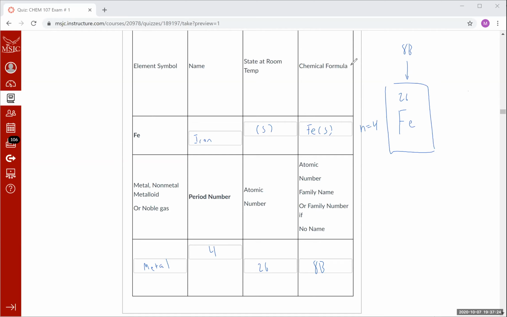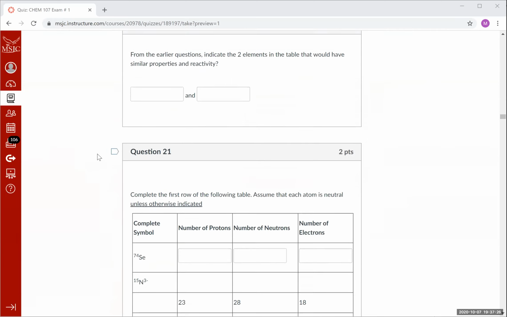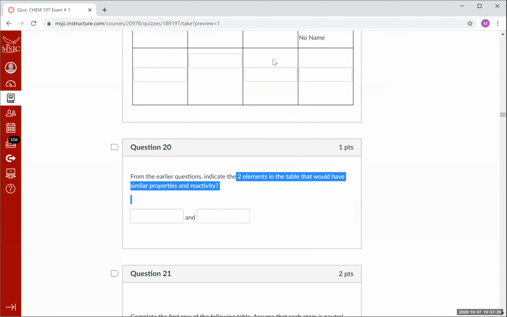Okay, so let's look at the next example in this series. Which two elements in the table would have similar properties and reactivity? When we say similar properties and reactivity, we are looking for the same group. So what two elements are in the same group? Bromine and fluorine. Yep, exactly right. So bromine and fluorine, we would expect that they would have similar properties and reactivity. Does that make sense?